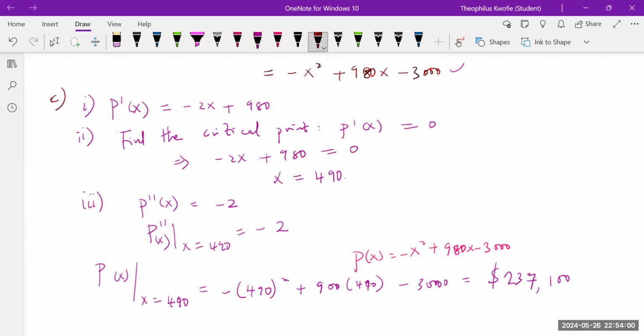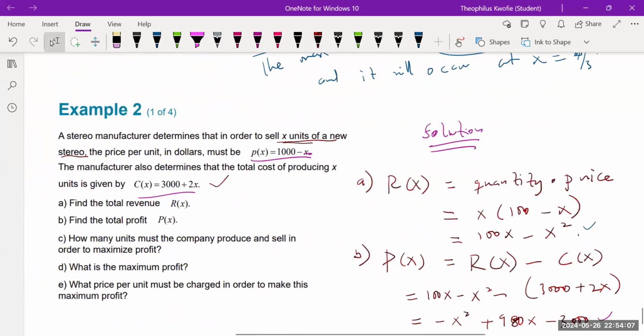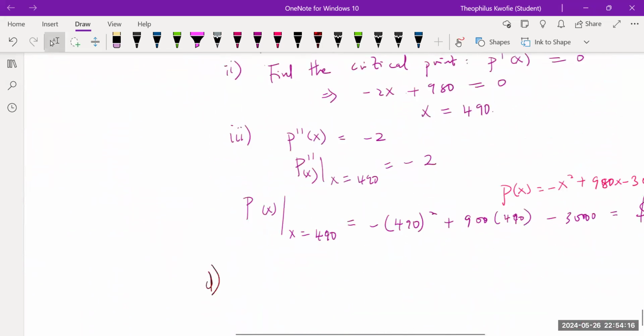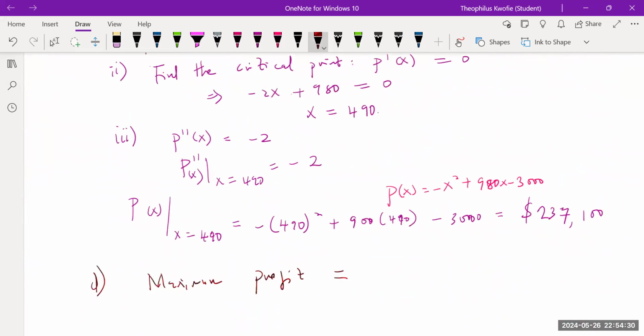Good. So let's move on to the next question. The next question was asking, what is the maximum profit? The maximum profit, we have already done that. The maximum profit is this particular value.